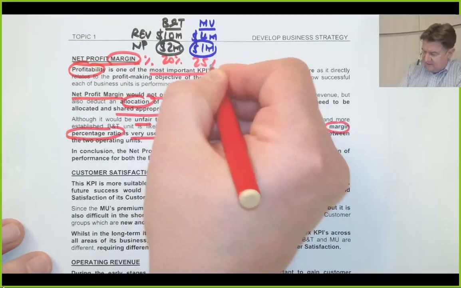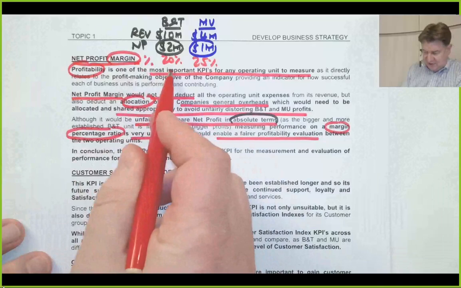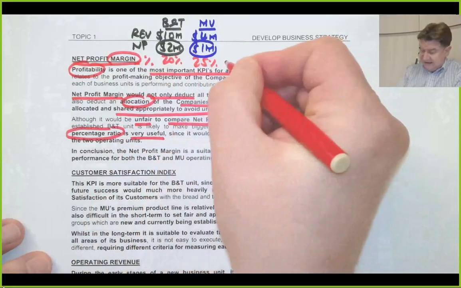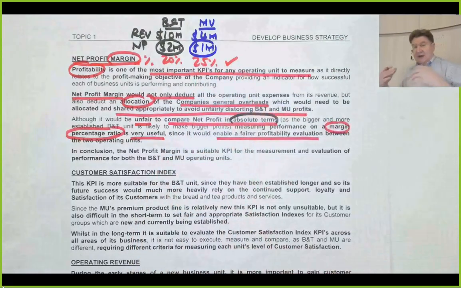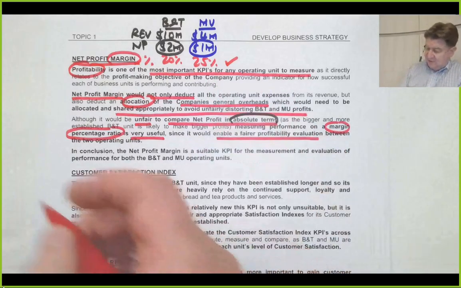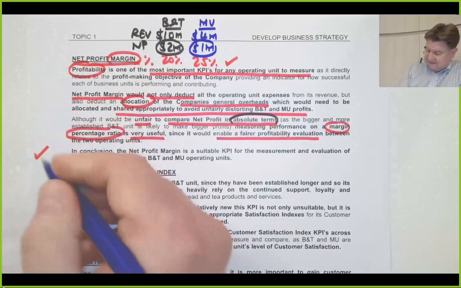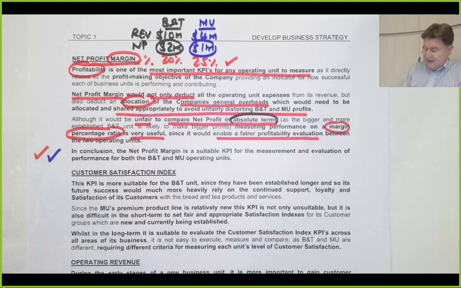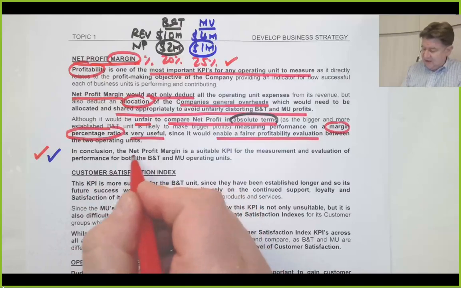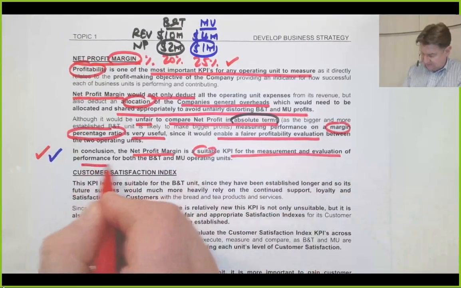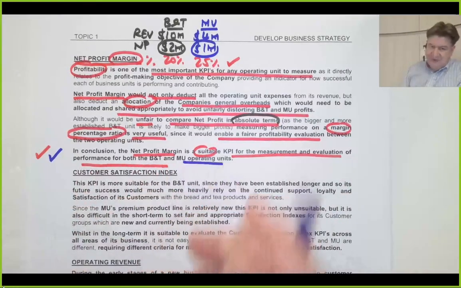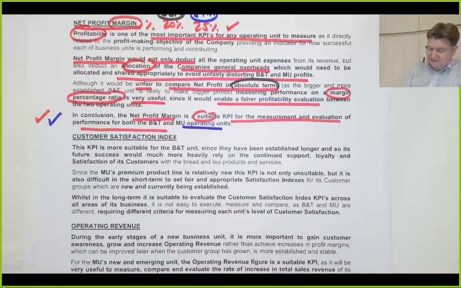Let's do a little calculation now of the net profit margin. You can see that actually the MU has the bigger margin. So if we compare the net profit margin directly, the MU would be showing a better performance. Let's put a little conclusion to this, because as we said earlier, both would be appropriate. So in conclusion, the net profit margin is going to be a suitable KPI for evaluation of both the bread and tea and the MU units. So that would be our net profit margin.